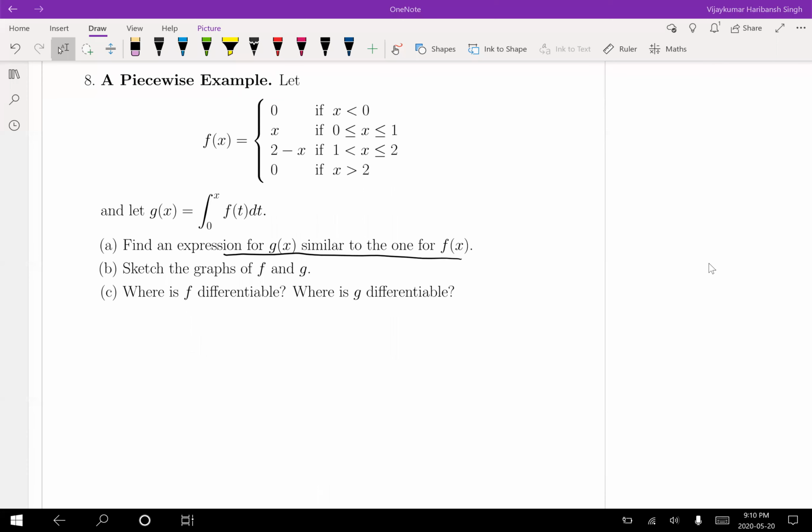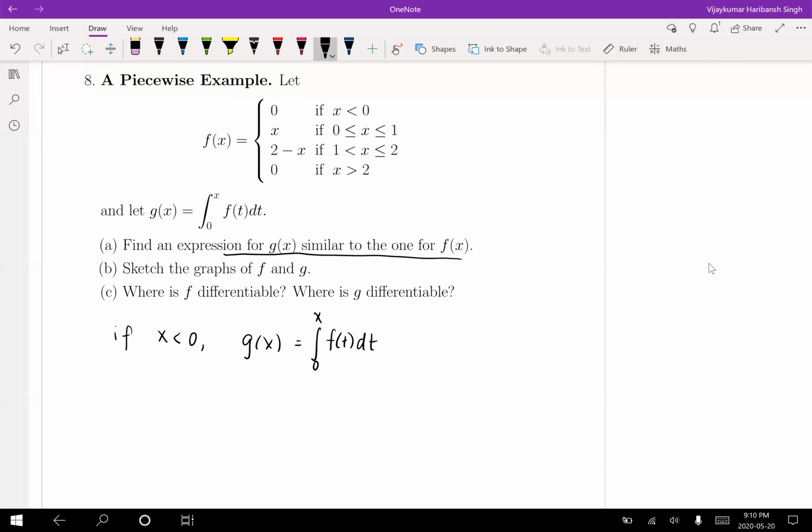So now what we'll do is the following. We'll break the function part by part. And so part A, we'll find an expression for g of x. So f of x, let's break it part by part. So if x is less than 0, then g of x is simply the integral from 0 to x of f of t dt.